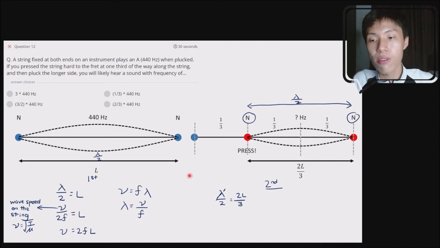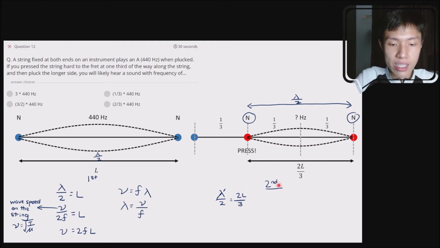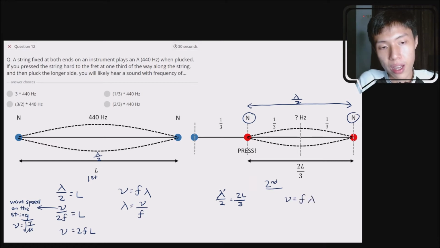Therefore, the L in the first situation and the second situation are the same L. We don't need to put a prime on top of it. Okay, next, we also need to use the equation v equals f lambda. This lambda will be a new lambda, because they are asking for the new frequency. It will be a new lambda.